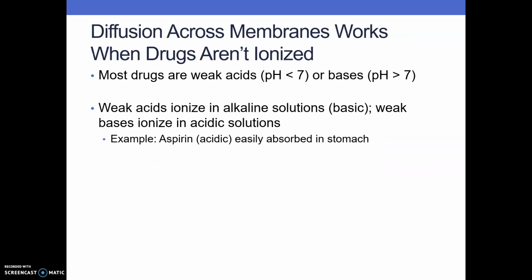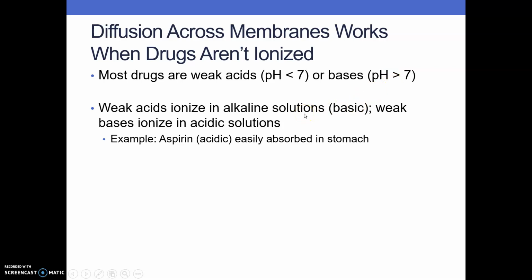Additionally, one of the other things that we know is that diffusion across this membrane works best when drugs are kind of neutral and they don't release ions. So one of the things that we know is that most drugs are either weak acids, where their pH is less than 7, or weak bases, where their pH is somewhat greater than 7. Guess who forgot how greater than and less than works?